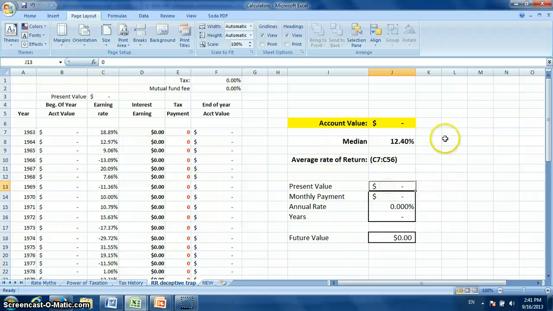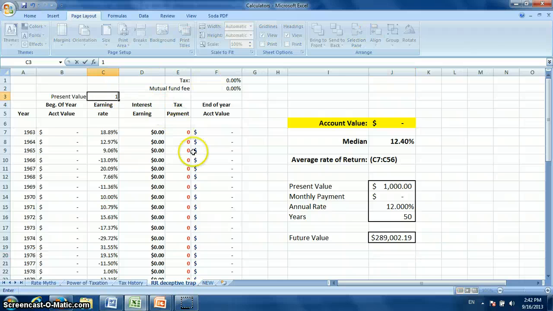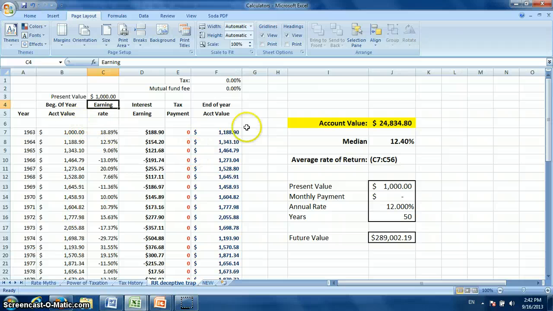calculator, and I'm going to say that we're going to invest $1,000 at an annual rate of 12% for the 50 years that we were talking about. It says that we should get $289,000 at the end. Now, as you can see on my calculator, I already input all the figures from 1963 until 2012. That is 50 years. So we're going to say that the present value is 1,000. At the end, we have an account value of $24,000. That is not the $289,000 that a lot of people think they can get with the 12%.